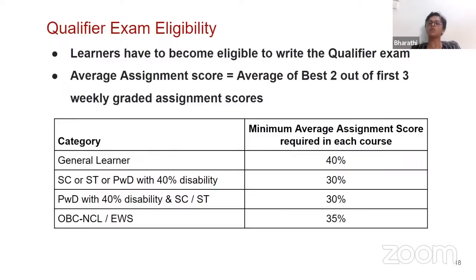So the first step is you must become eligible to write the qualifier exam. Just because you applied to us, we will not allow you to write the qualifier exam automatically. You have to submit your assignments every week in the 4 courses. This cutoff should be reached. Then you will get the hall ticket for the qualifier exam.